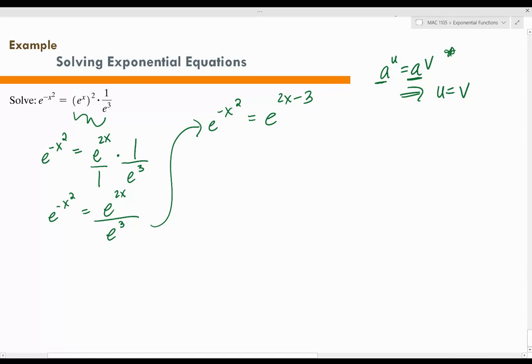Okay, now I have the same base on both sides of my equation, and I only have one expression on each side. So I can drop the bases and set their exponents equal to each other. So I have negative x squared equals 2x minus 3. Okay, this is a quadratic equation now because of the second power. So I'm going to put it in standard form. I'm going to move the x squared to the right-hand side to make it positive.